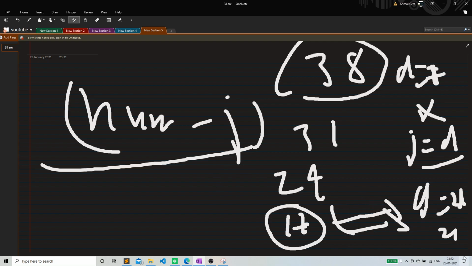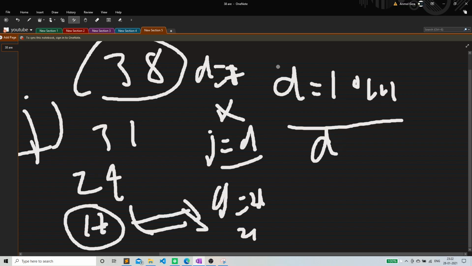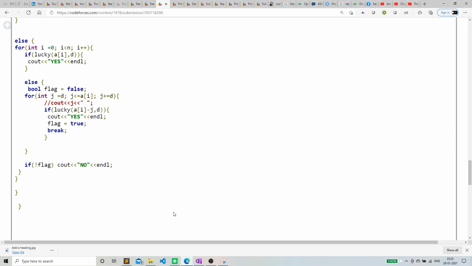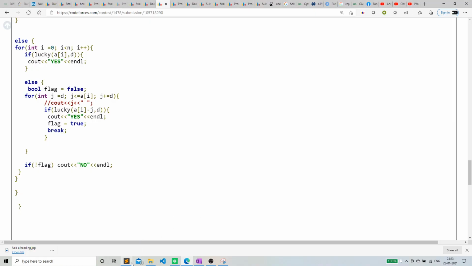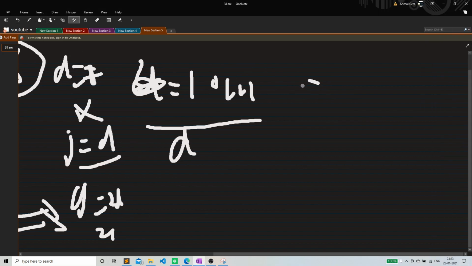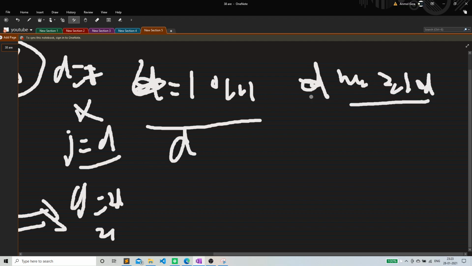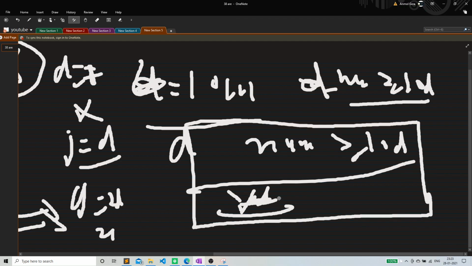A very good observation here is that this loop will only run around 10 to 11 times. I'm going to show you why. What I'm basically trying to tell you is that if the number is greater than 10d, where d is a positive integer, obviously, then it's always yes.